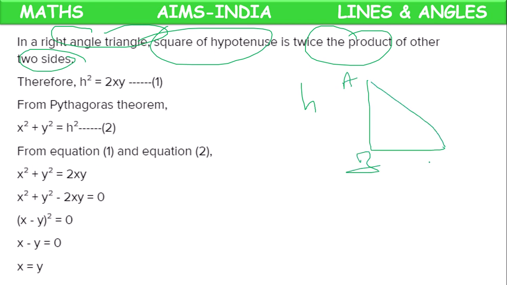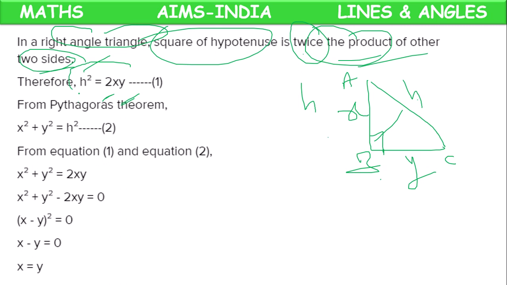Suppose in right angle triangle ABC, the right angle is at B. The opposite side will be the hypotenuse, let it be h, and the other two sides let them be x and y. Then h square equals twice the product of the other two sides, 2xy. This equation we can have from the data.